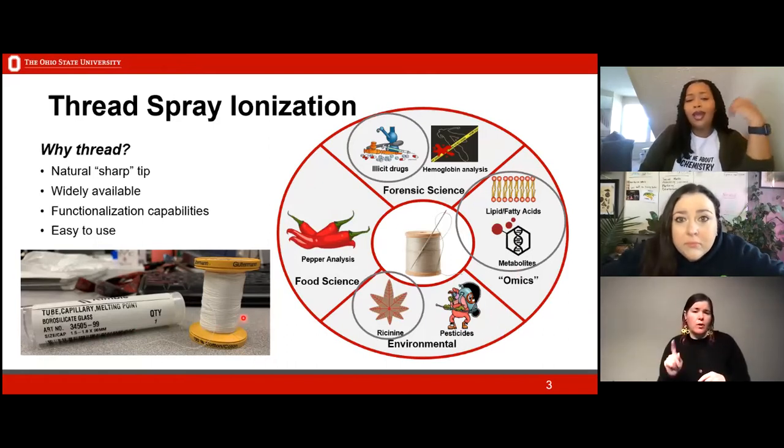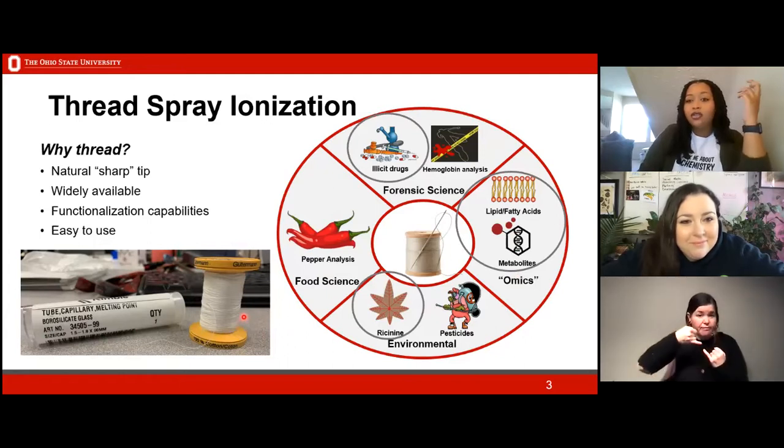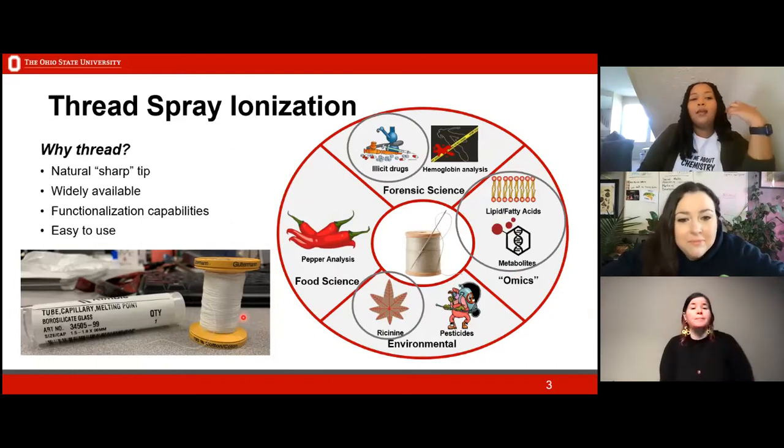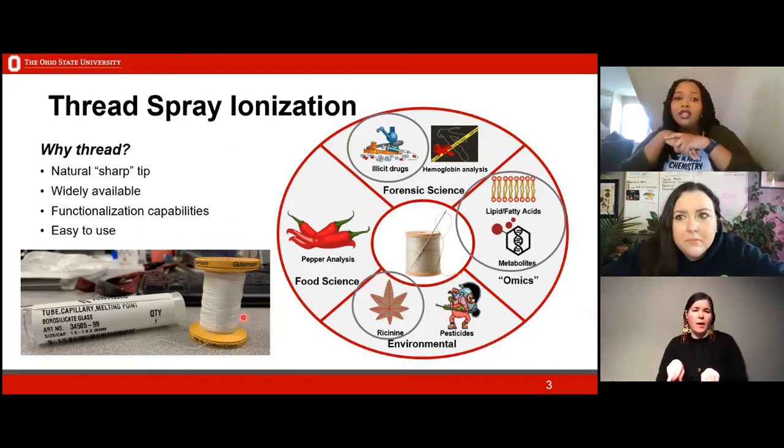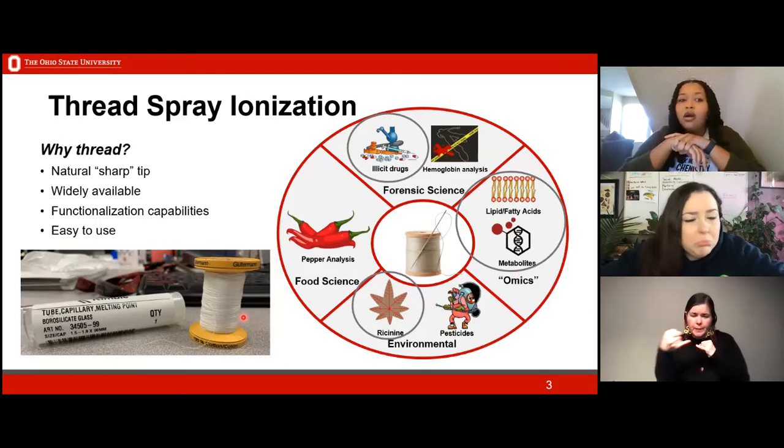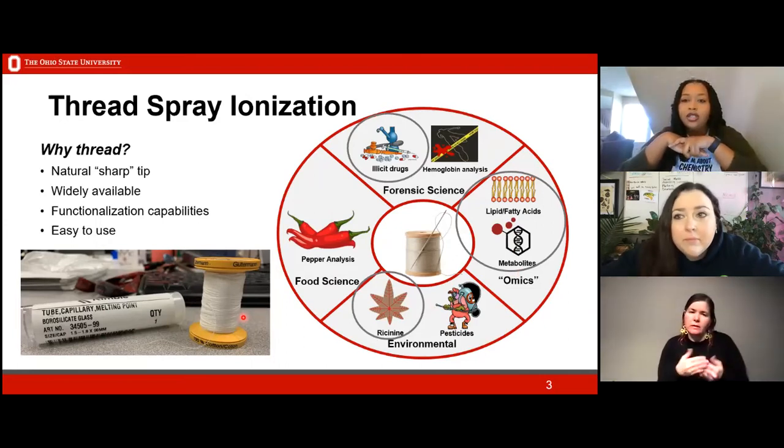I think I paid $5 or so for this cotton thread that I've used for the last 5 years. It also has a natural sharp tip because it's really little. So the diameter is really small, so we can take advantage of that to talk about this ionization process that I mentioned before. And it's really easy to use. It doesn't take much to use thread to do this level of chemistry.